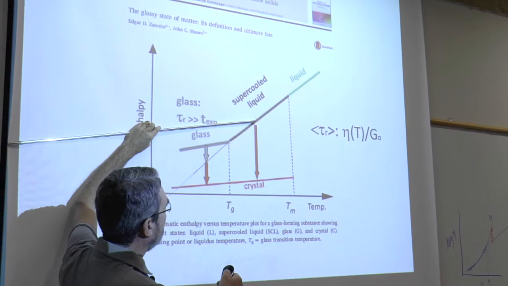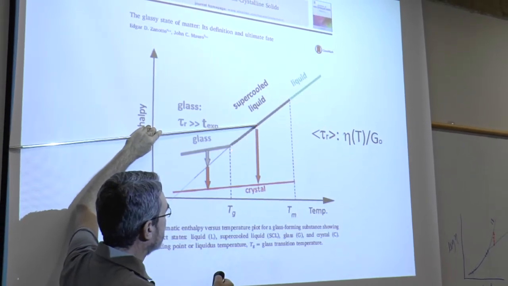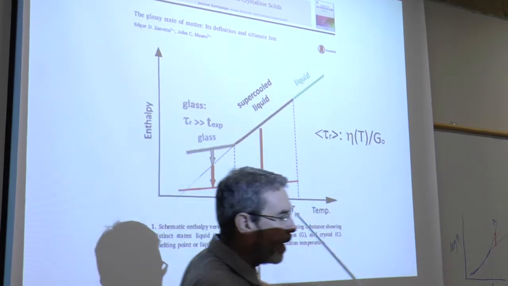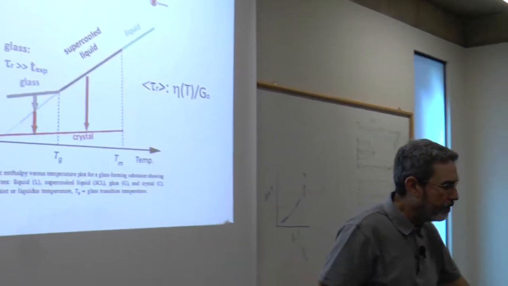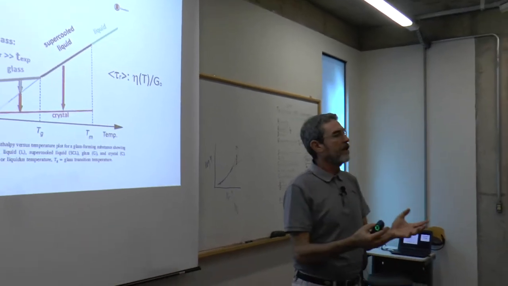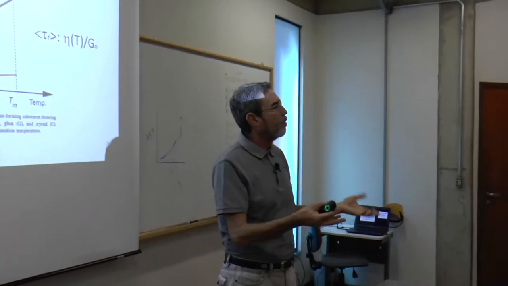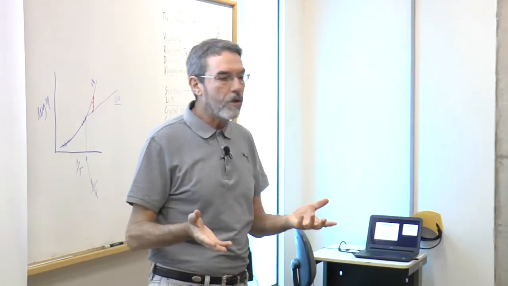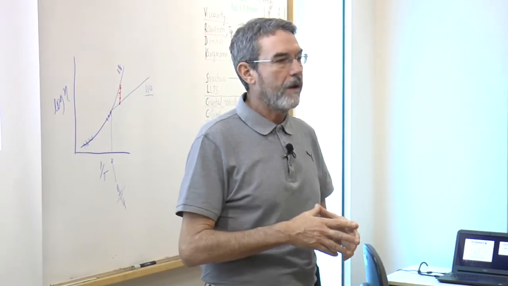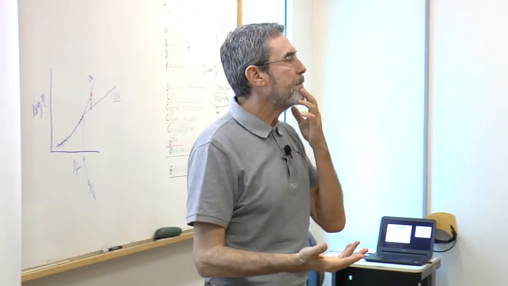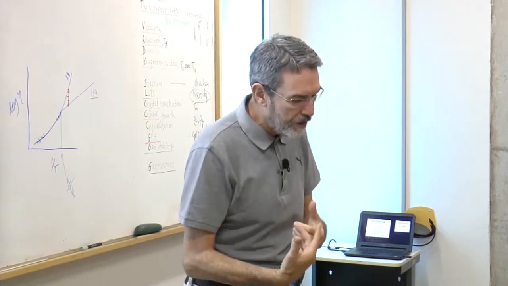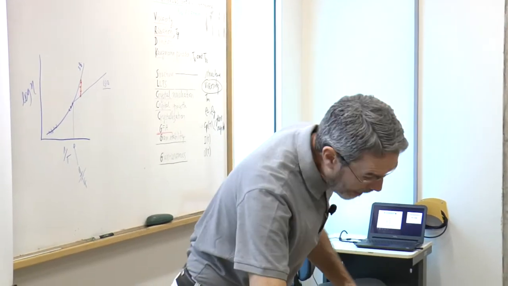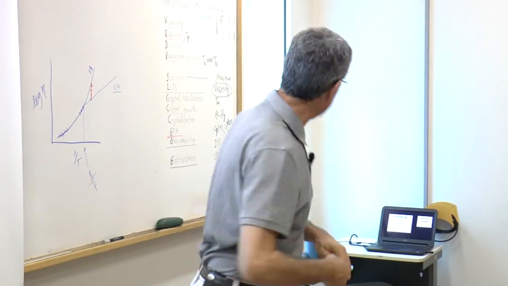This is the fictive temperature. This is another fictive temperature. It's the temperature where the structure of the liquid was frozen for that particular method of making the glass, or for that particular cooling rate. So what's the difference between the fictive temperature and Tg? Sometimes they are the same, sometimes they are not the same.